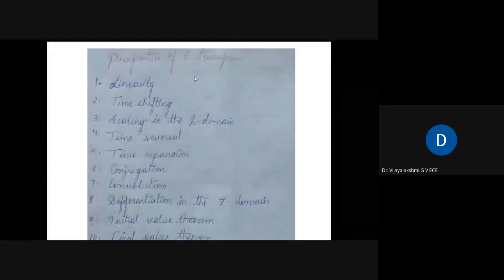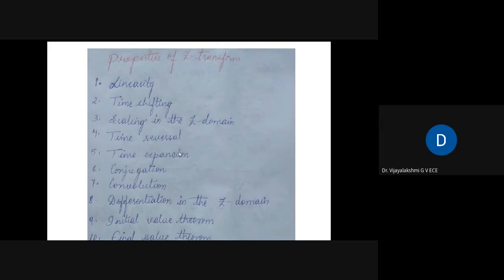So you have 10 properties. The first one is the linearity property, time shifting property, scaling in the Z domain, time reversal, time expansion, conjugation property, convolution property, differentiation in the Z domain, initial value theorem, and final value theorem. If you have an idea about the Laplace transform, I think it will become easier. Otherwise, also no problem. So these are very simple to follow.